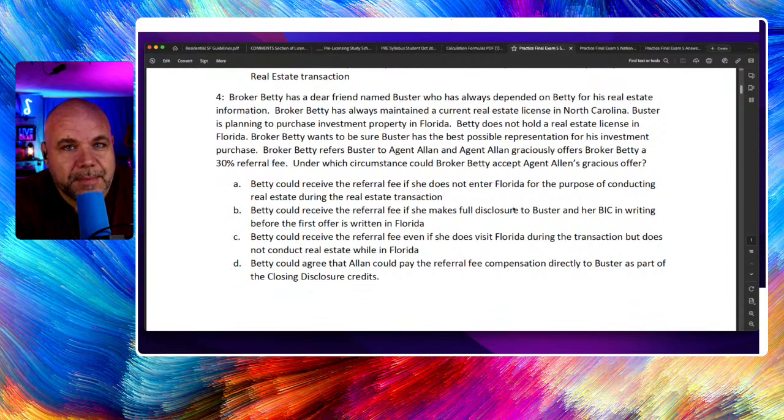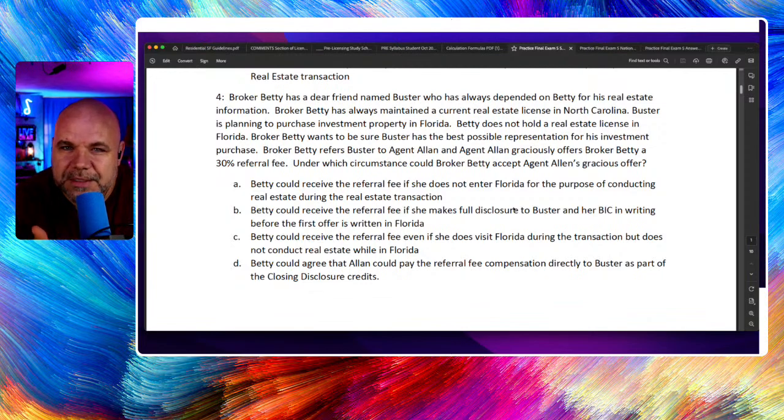That is one that many of you might have jumped on because you're thinking that is the rule. But keep in mind, they flipped it on you. They wrote this question from a broker in North Carolina referring to a broker in Florida. The client is going to Florida. I don't know what the Florida rules are. We don't know. This is not a Florida course. If they were coming here, this would be the answer.